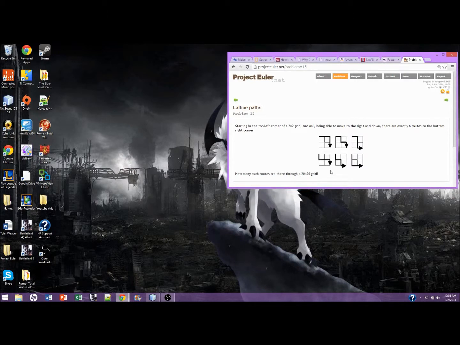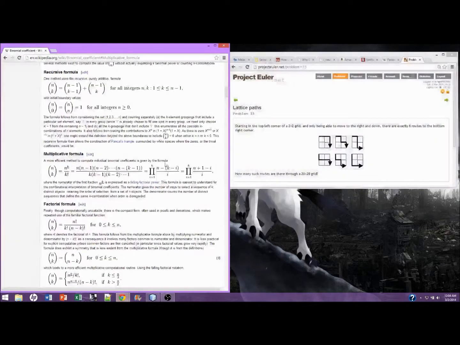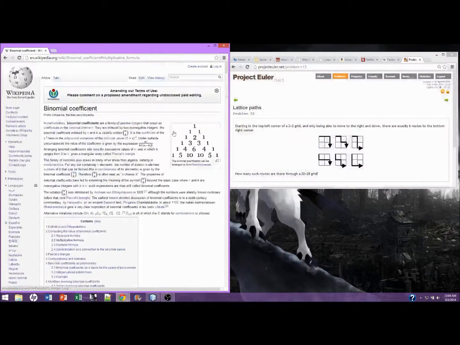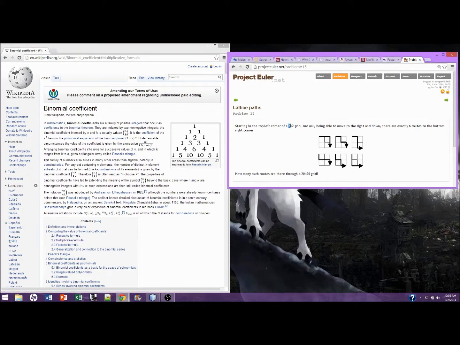This can seem very daunting at first if you do not know where to look. So here is a Wikipedia article on binomial coefficients. And the reason we can use this is because if we break this down, in all of these examples, there are 4 ways to get to the bottom right corner. And 4 is just 2 times one of the sides.